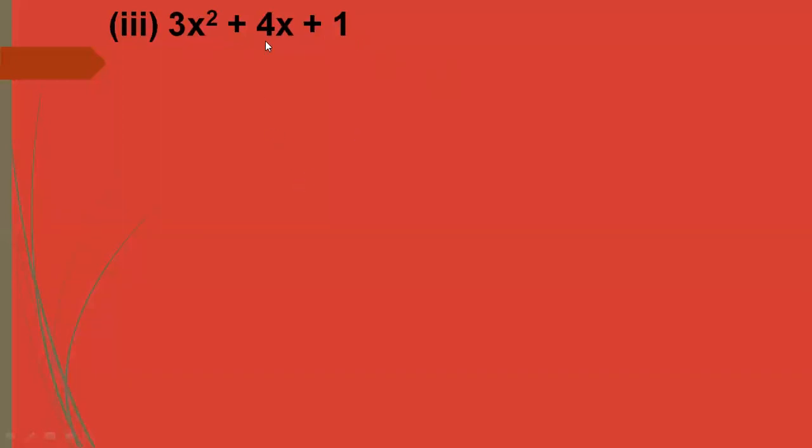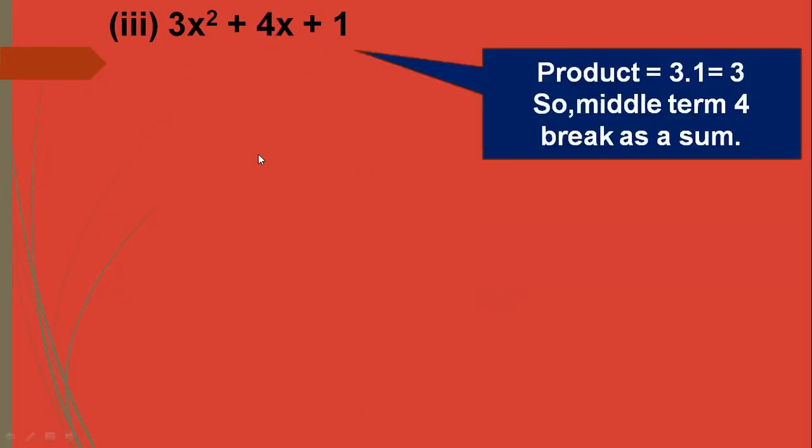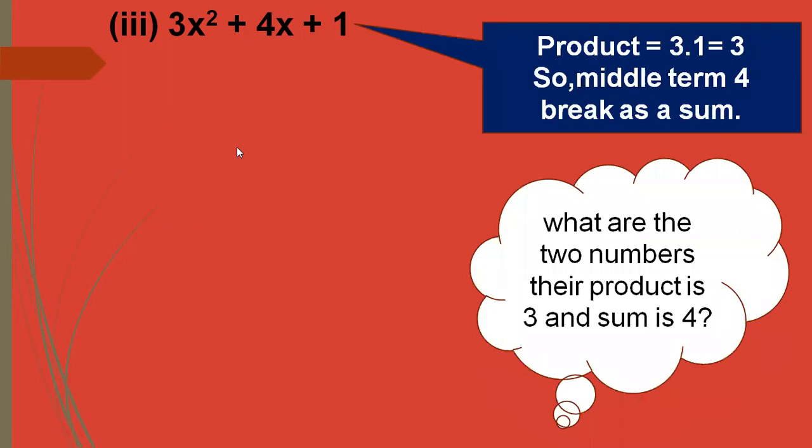Then how to get 4? By adding or subtracting? Sir, by adding. By adding, plus 1. You are excellent. Very good, very good. By adding, because when you multiply 3 and 1, it is positive 3. Then we have to get this 4 by adding 3 and 1. 3 ones are 3. 3 plus 1 is 4. Okay, children?